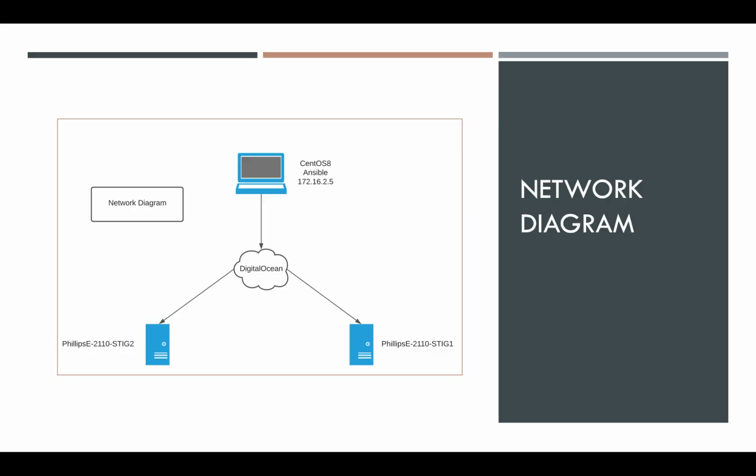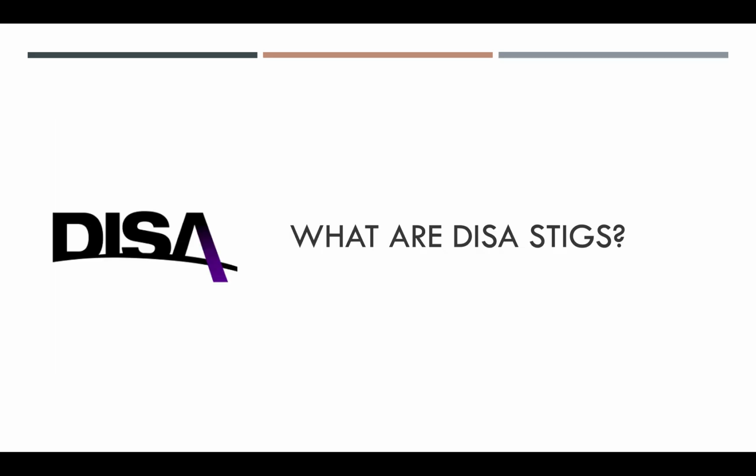So here's our network diagram. As you can see at the top, represented with the laptop icon is the Ansible control node, which is a CentOS 8 VM configured with Ansible. This will communicate with DigitalOcean, which is represented by the cloud icon. And then with DigitalOcean, the playbook will create 2 servers named with the Phillips E-2110-STIG format. And then on these servers, the STIGs will be implemented.